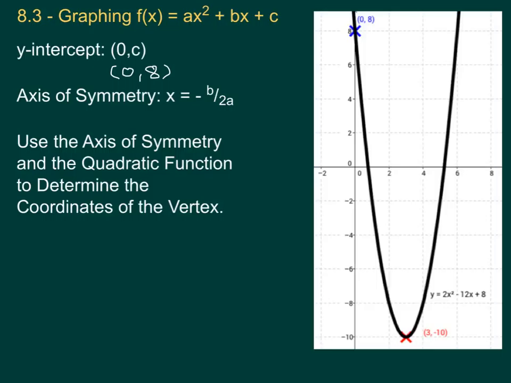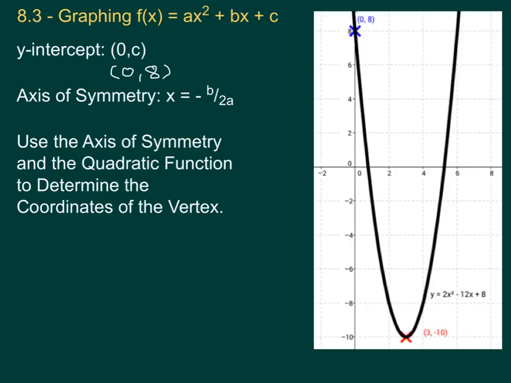Now, the other important point that I've highlighted is (3, negative 10), which is the vertex. Now, the key to finding the vertex is to first find the axis of symmetry. What that is, for these parabolas, is a vertical line that goes right through the middle. It's like a line that serves almost like a mirror, and we get the same image on either side. And the equation to find that is x equals negative b over 2a.